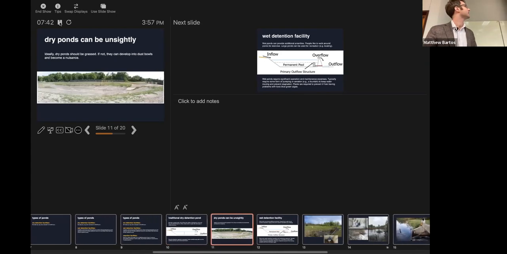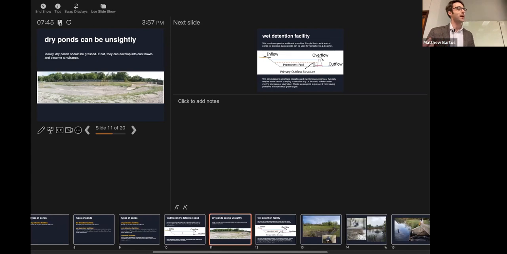So note that dry ponds should typically be grassed. If not, they can develop into dust bowls and the dust blows around and becomes a nuisance.